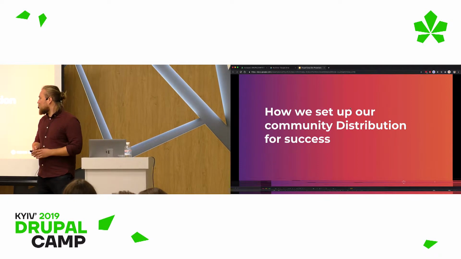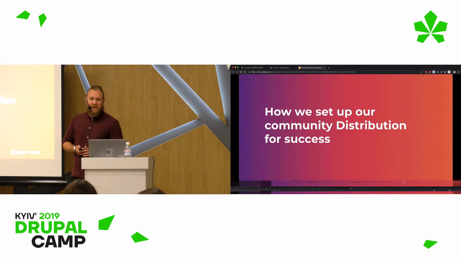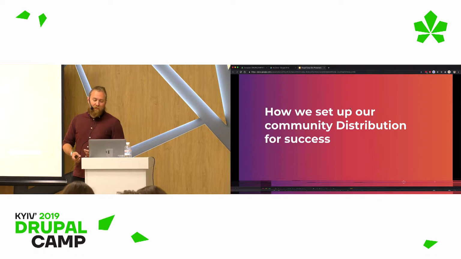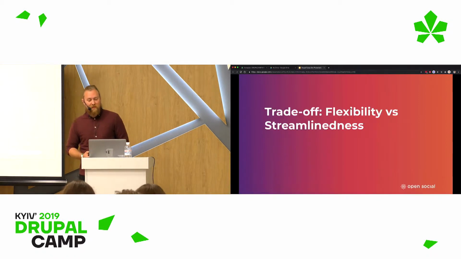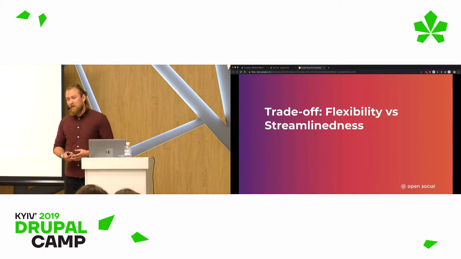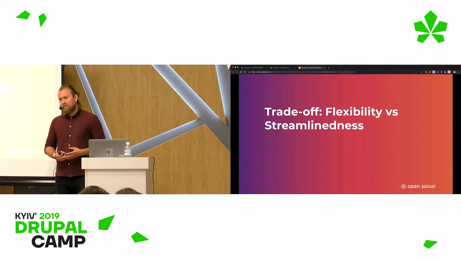So the question of how we set up our community distribution for success, I want to look at in this part a bit on how we do it in practice. And one of the biggest problems here is the trade-off between flexibility and streamlinedness. So obviously you want a wide array of tools. You want your client to be able to do everything he wants, but you also don't want to overburden the community. You want the right features, interesting features, and you want those features to be compact and precise.